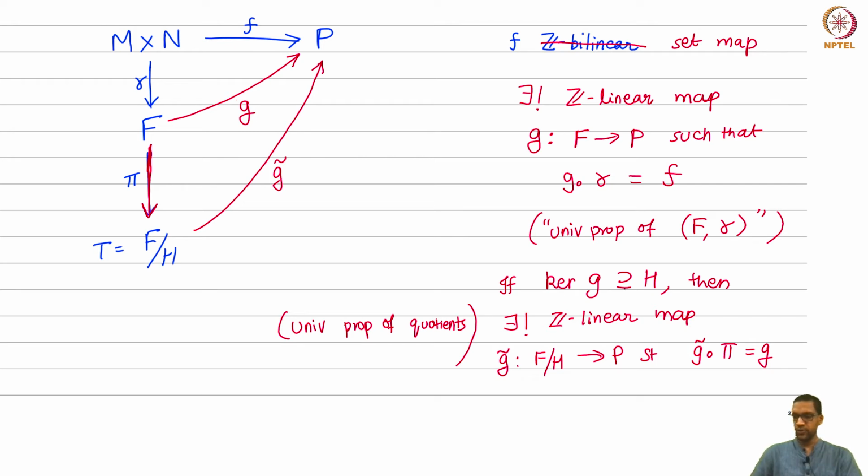Now let me show that the kernel of G certainly contains H. How do I prove this? That's where I need to go back and use the fact that F was not just an arbitrary set map, it was actually more than that. Of course, if it's a Z bilinear map, in particular it's a set map, but I'm going to use the Z bilinearity to show that the kernel of this map G contains this subgroup H. So the claim is this is true. Let's prove this.